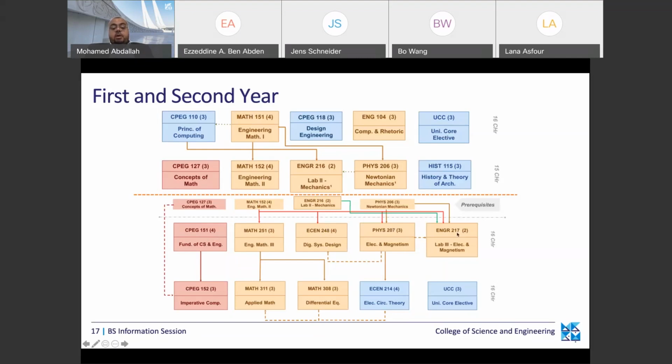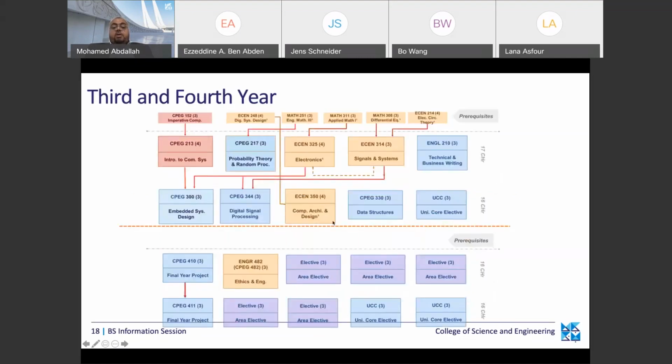Then the lab. Then the second semester of the second year, you're going to take imperative computers, a programming class, another 2 math courses, circuits, and then an elective. Third year, there is a programming class, probability and random theory, like a statistics class, electronics, signals and systems. English 210 is technical and business writing.